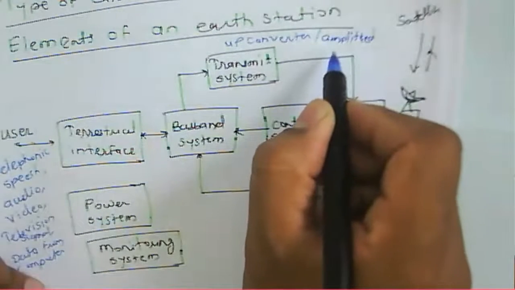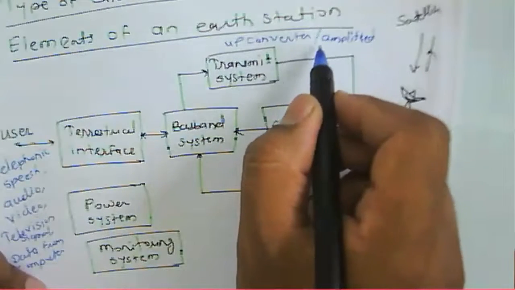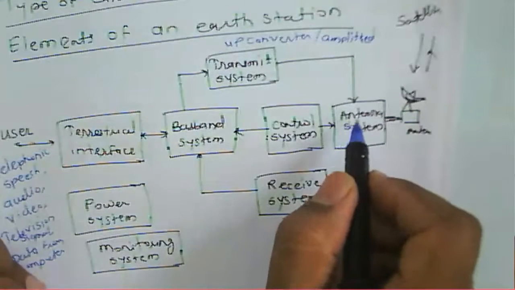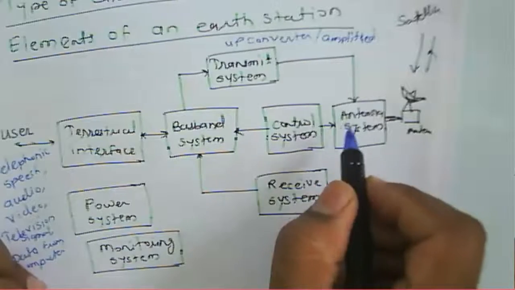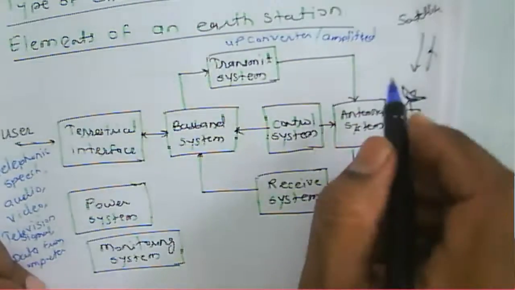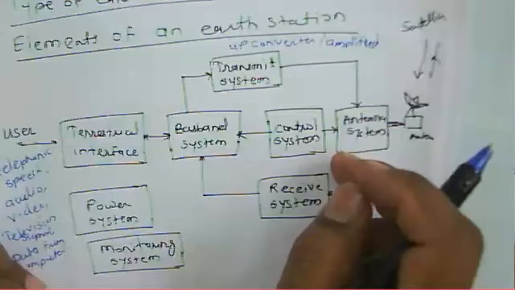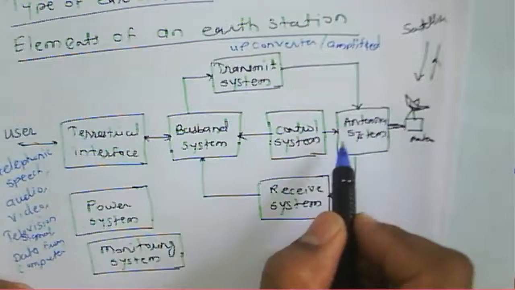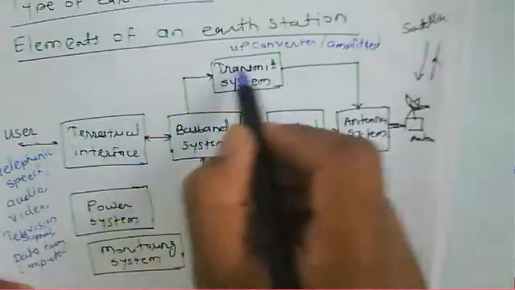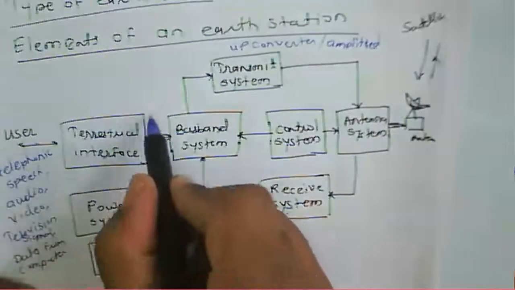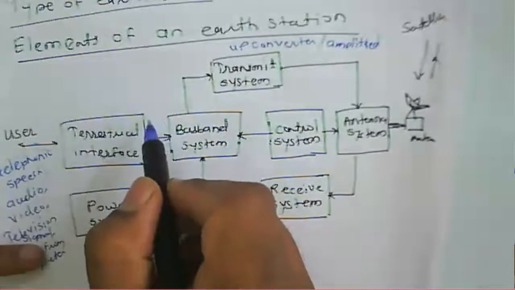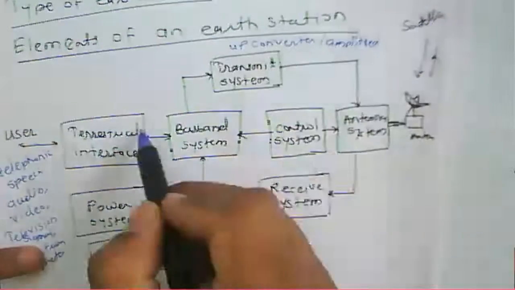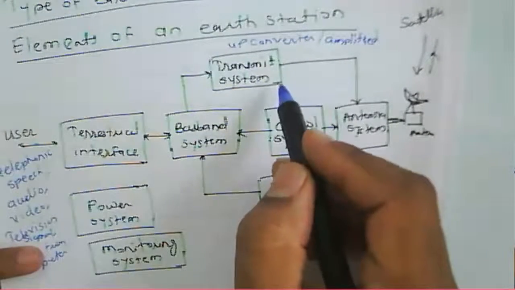So here we can consider that a high power amplifier is used, and that high power signal will be sent to the antenna system, and then that antenna system will transmit that high power signal to the satellite. And then this is about the transmission system from the user to the terrestrial interface model. The signal will be up converted, then amplified, and then transmitted to the satellite. That is about the transmission process.